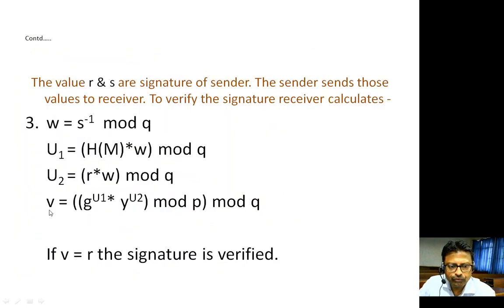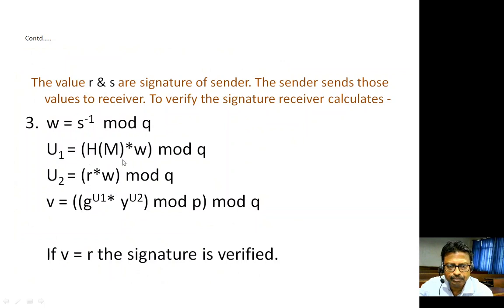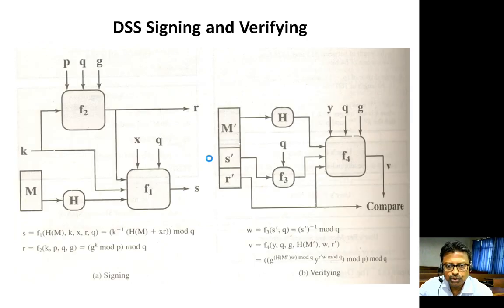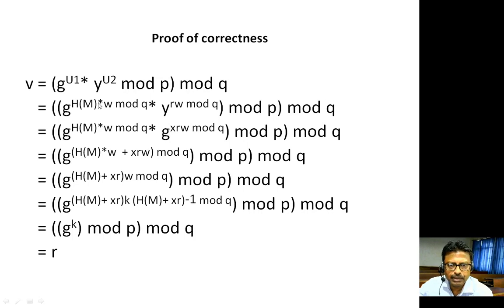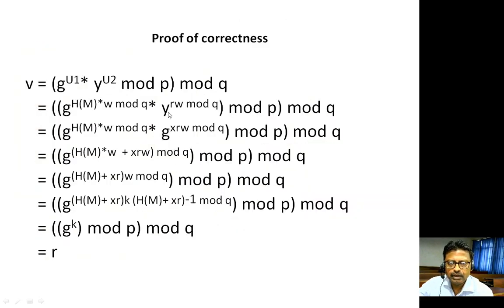We know that v, which is being calculated by the receiver, is g to the power u1 into y to the power u2 mod p mod q. So we have written the same, g to the power u1 into y to the power u2 mod p mod q. Now let us find out what is the value of u1. u1 is hm multiplied by w mod q. So we have written g to the power hm multiplied by w mod q. And then u2 is being replaced by its value. u2 is r into w mod q. So I have written y to the power rw mod q, and then mod p, and then mod q.